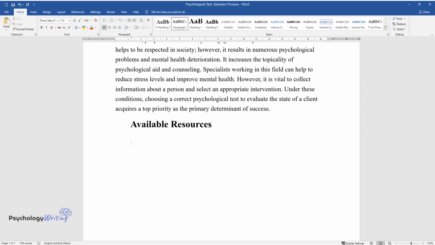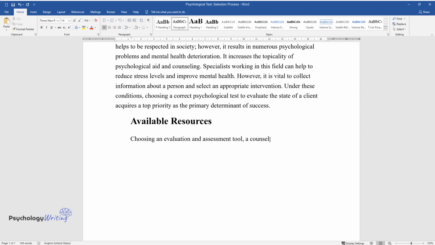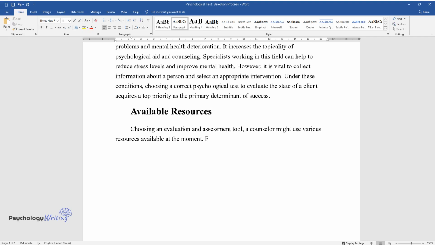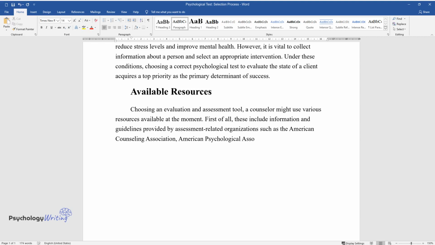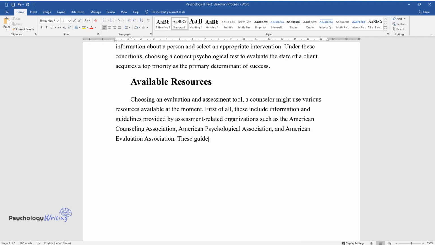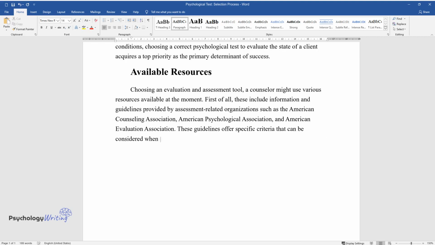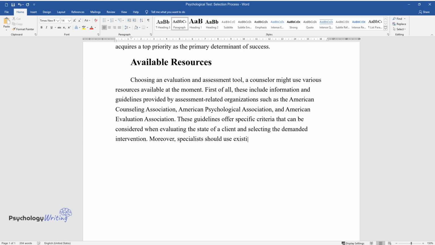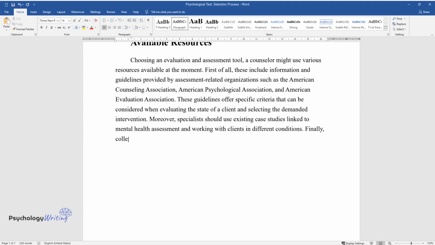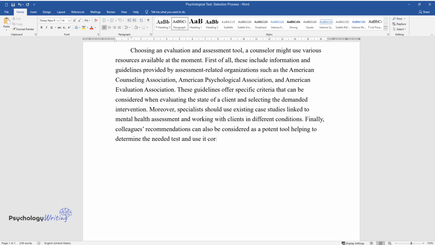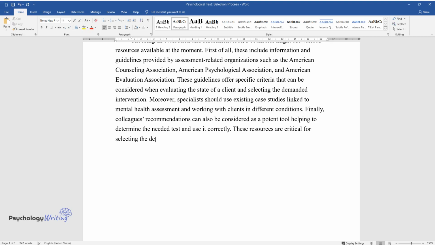Available resources. Choosing an evaluation and assessment tool, a counselor might use various resources available at the moment. First of all, these include information and guidelines provided by assessment-related organizations such as the American Counseling Association, American Psychological Association, and American Evaluation Association. These guidelines offer specific criteria that can be considered when evaluating the state of a client and selecting the demanded intervention. Moreover, specialists should use existing case studies linked to mental health assessment and working with clients in different conditions. Finally, colleagues' recommendations can also be considered as a potent tool helping to determine the needed test and use it correctly. These resources are critical for selecting the demanded psychological test.